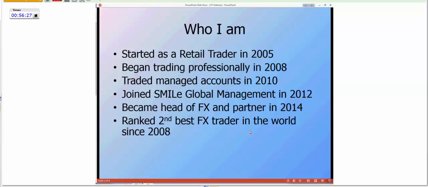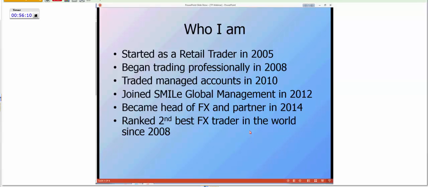Whoever's ranked number one, incidentally, just in case you're wondering, I think it was a Swiss or a UK firm. It was a firm. It wasn't an individual trader like me. So that's what I did.